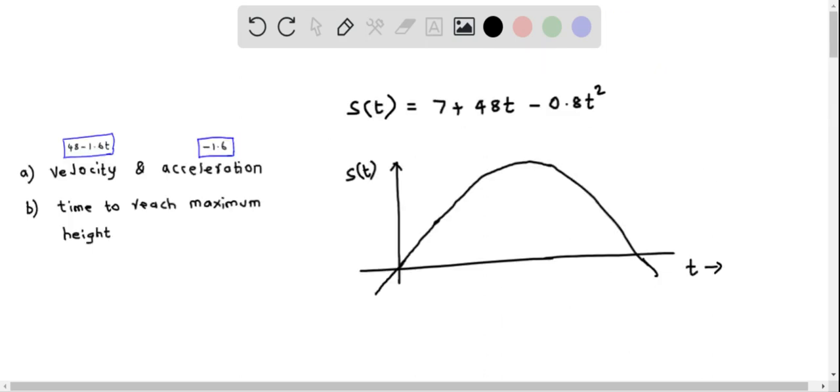Let's answer part B. Here we have to determine the time to reach maximum height. For this, I have drawn the approximate graph of the height function, that is s of t. So this is the graph of s of t, which represents the height of the rock at time t. And so clearly we can see that this graph is a parabola opening downwards. So it opens downwards like this, and this point is the point where it reaches the maximum height. So according to calculus, we say that this is a local maximum of the function, or we also say this is a relative maximum.